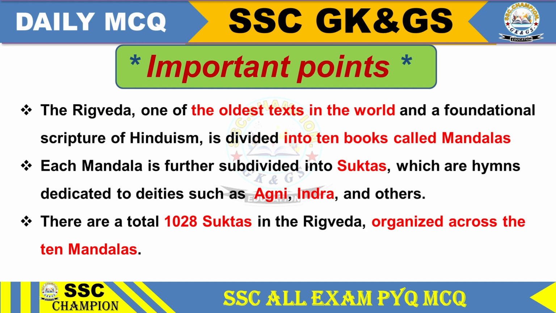Important points. The Rig Veda, one of the oldest texts in the world and a foundational scripture of Hinduism, is divided into 10 books called mandalas. Each mandala is further subdivided into Suktas, which are hymns dedicated to deities such as Agni, Indra and others. There are a total of 1028 Suktas in the Rig Veda, organized across the 10 mandalas.